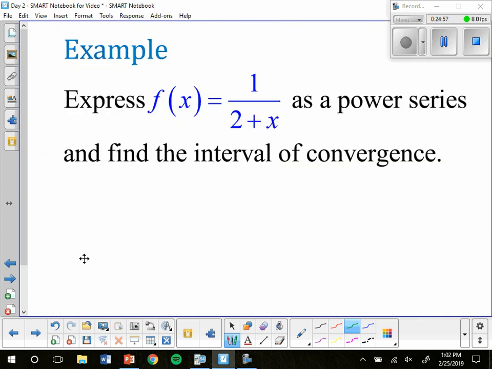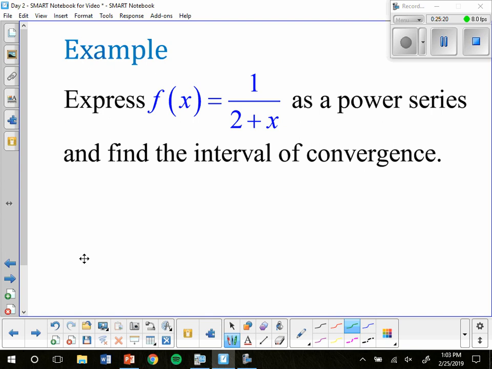Let's do another example. We're going to express the function 1 over 2 plus x as a power series and find the interval of convergence. What makes us think we might be able to write this as a power series? Geometric. It looks like what? A over 1 minus r.